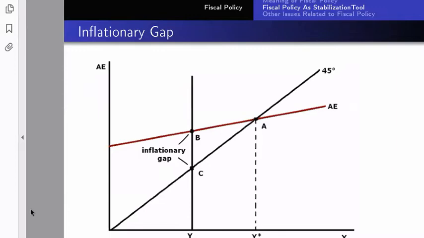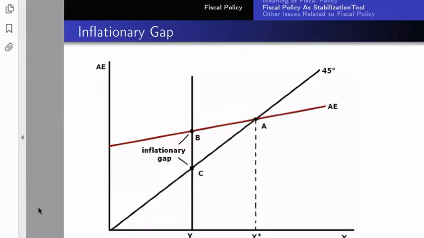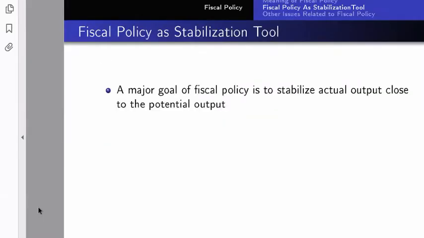Whenever the potential is lower than the actual, you have an inflationary gap. And whenever the potential is greater than the actual, we have what? A recessionary gap. For examination purposes, it should be possible for you to calculate what that gap is. I don't have an example here, but definitely.